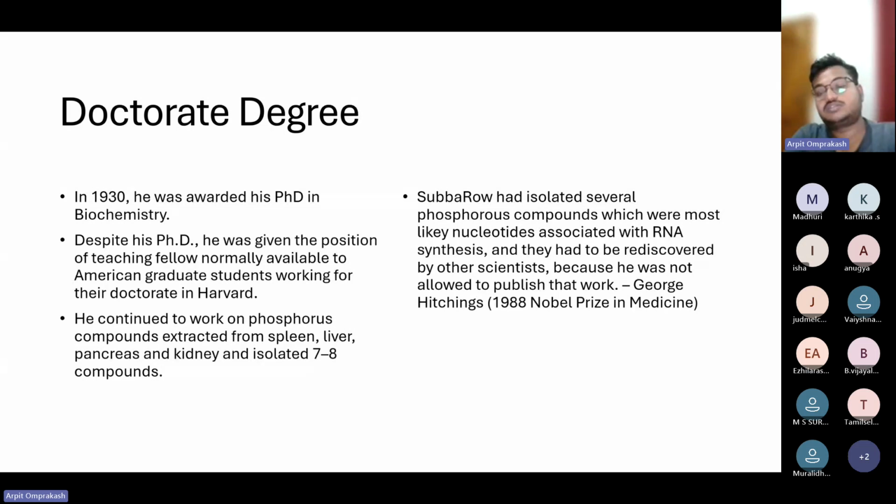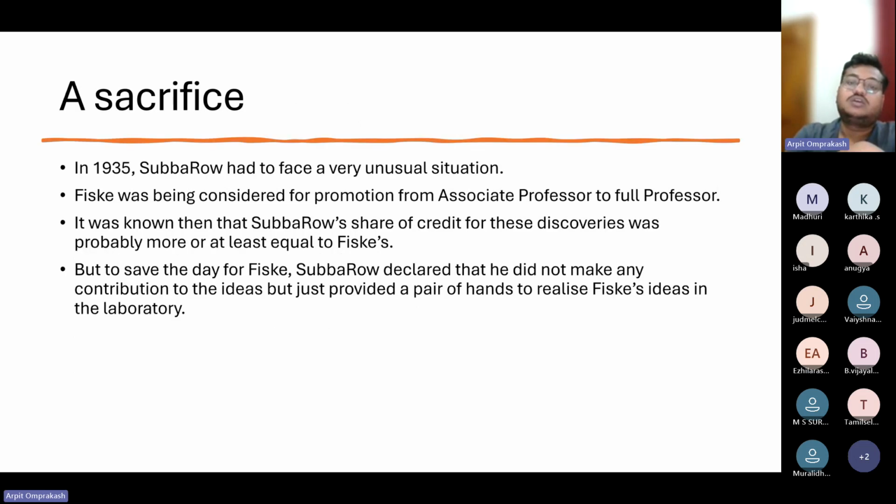And George Hitchings, who was the 1988 Nobel Prize winner in medicine and also worked in Fiske's lab with Subbarao, once said about him that Subbarao had isolated several phosphorus compounds, which were most likely nucleotides associated with RNA synthesis, and they had to be rediscovered by other scientists because he was not allowed to publish that work.